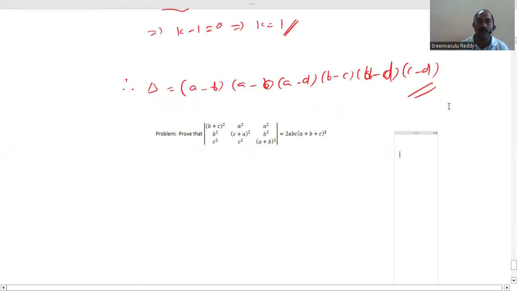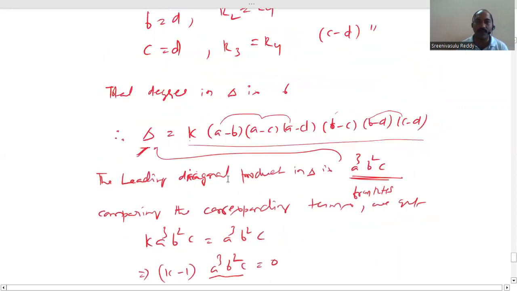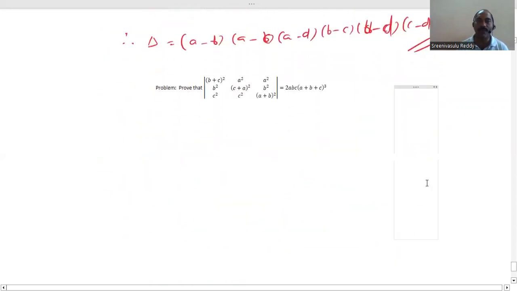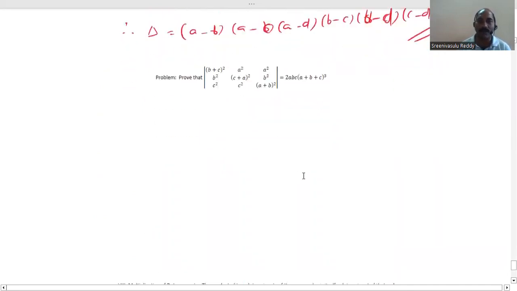So one more problem: prove that the determinant of the matrix equals 2abc times (a plus b plus c) whole cube. We can prove it by using other properties also. Here I am applying only the factorization method because I am discussing the factorization theorem process.